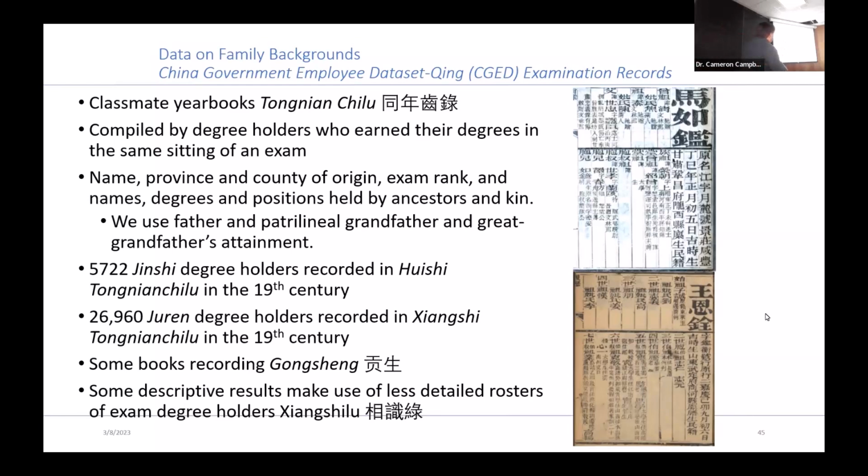They would typically, maybe not in here, but in other parts of the book, have their ranking on the exam. They would list their teachers and their examiners. It's like an Oscar acceptance speech or something like that. What we're doing right now is that we have the basic information on father, grandfather, and great-grandfather.